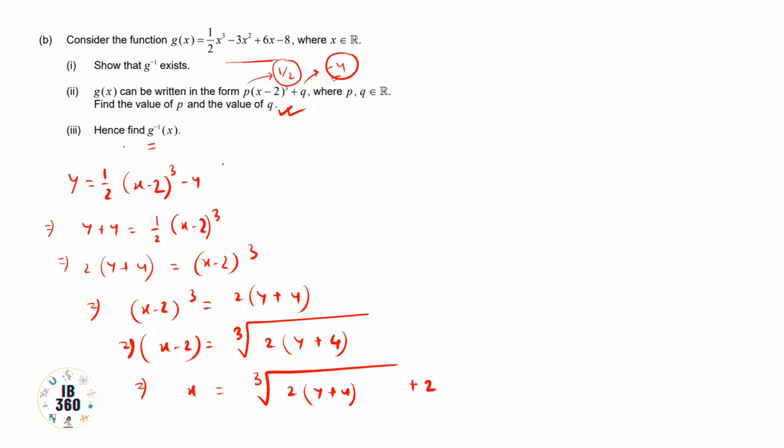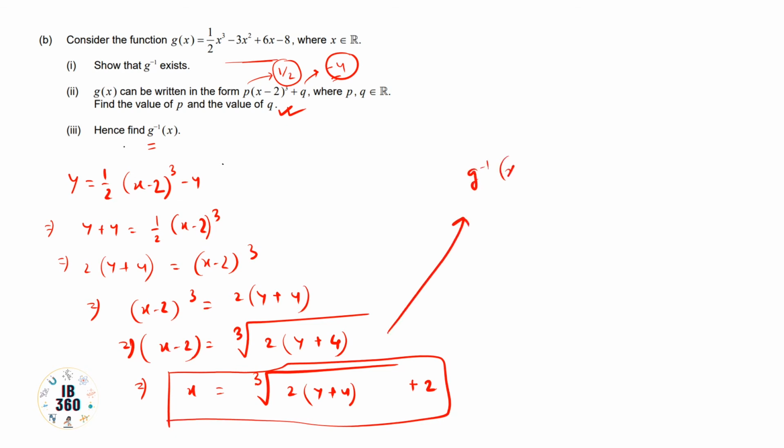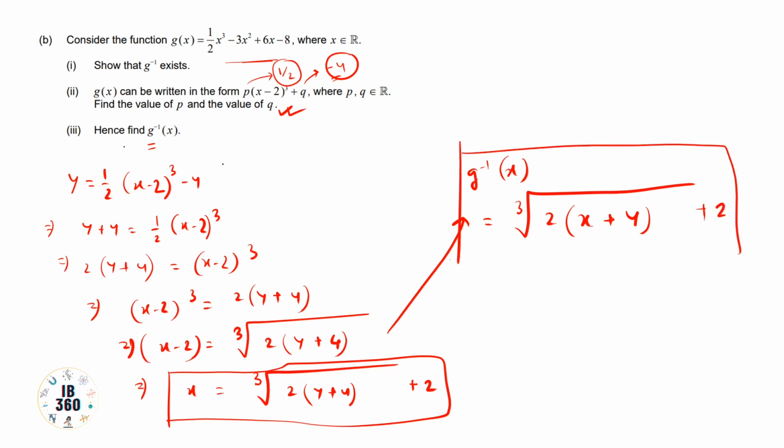Now just rewrite the function in terms of x and you will have your inverse function. So g inverse of x equals the cube root of 2 into (x plus 4) plus 2. This is the inverse of the given function. In this way you can do the third problem also. It was again a very simple problem.